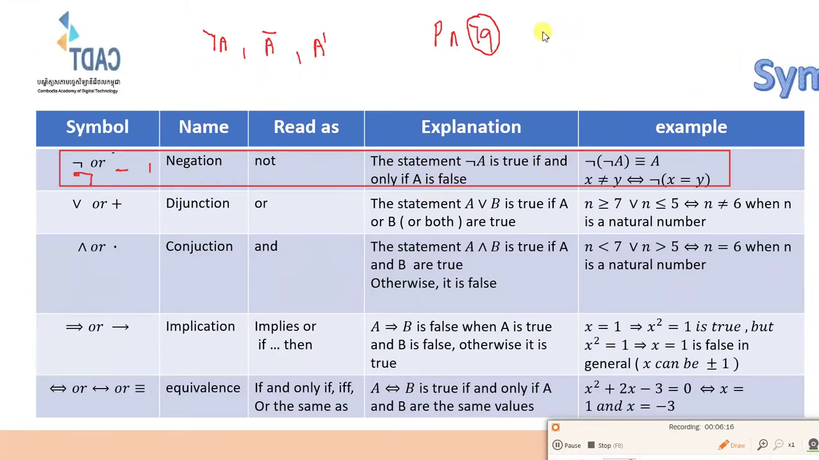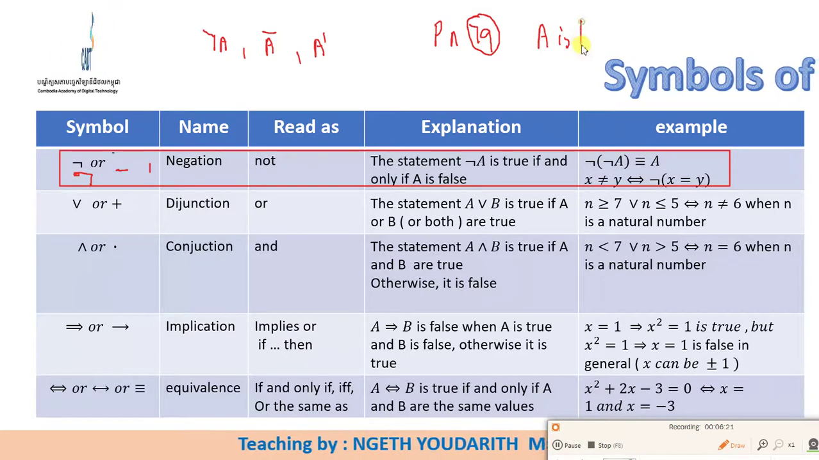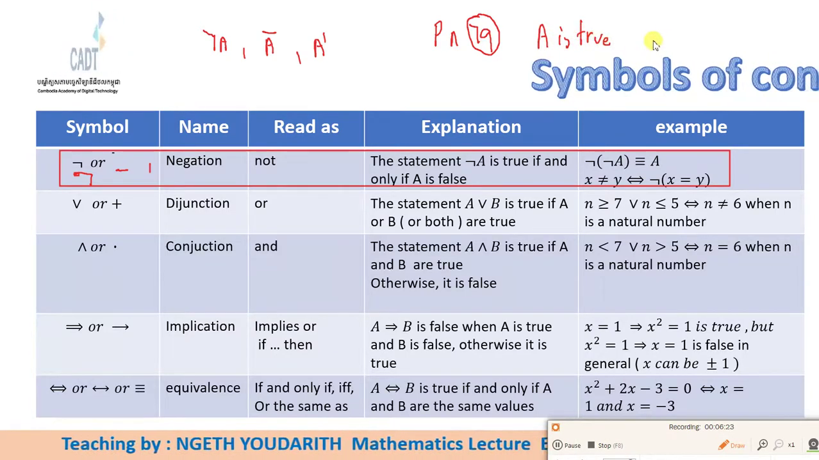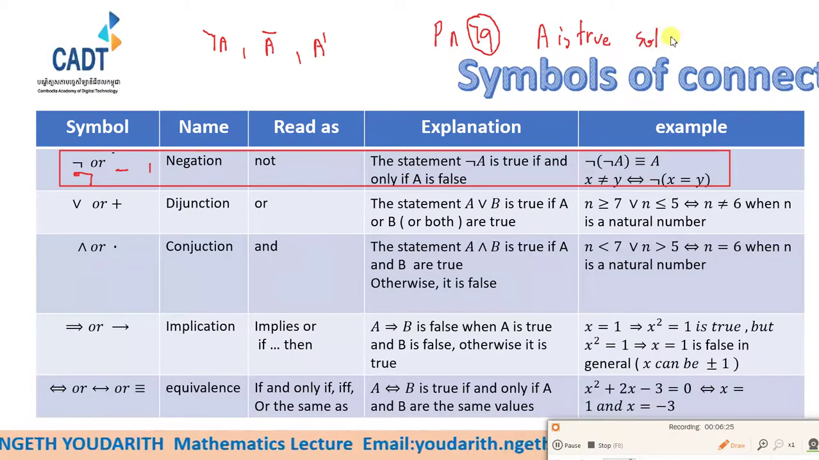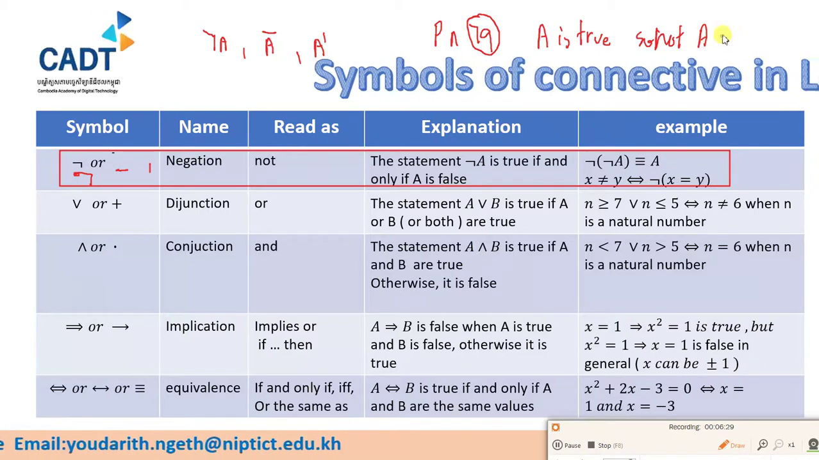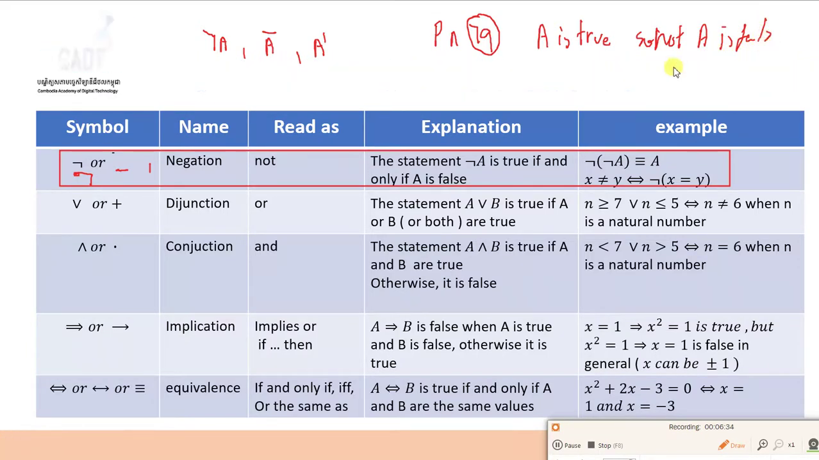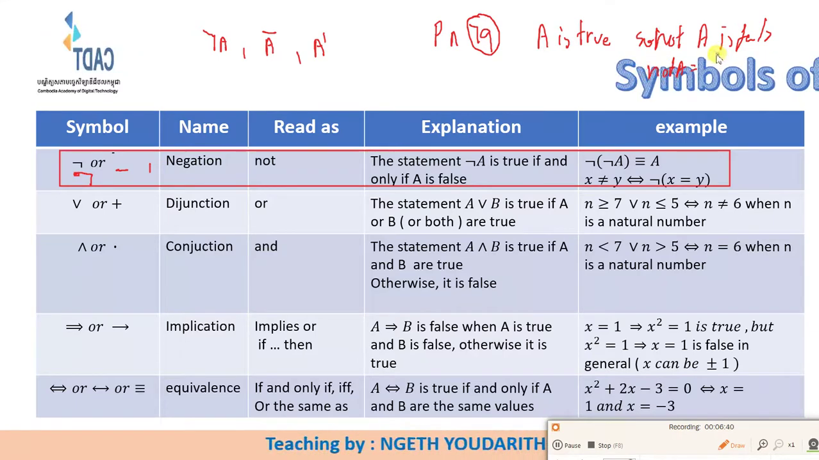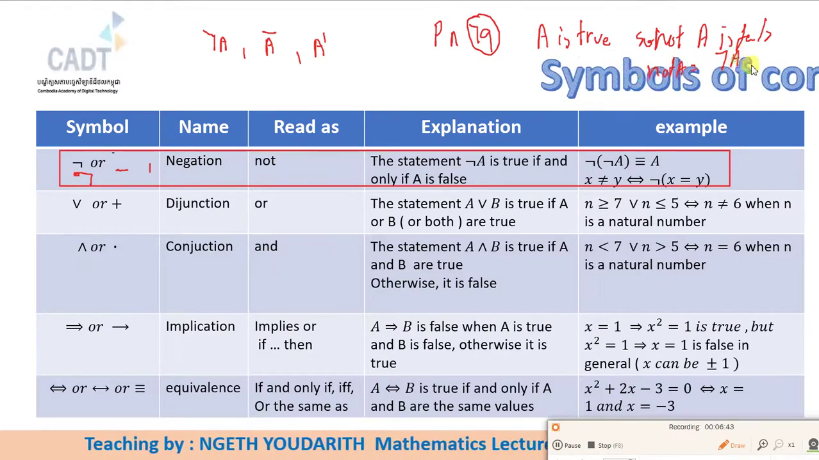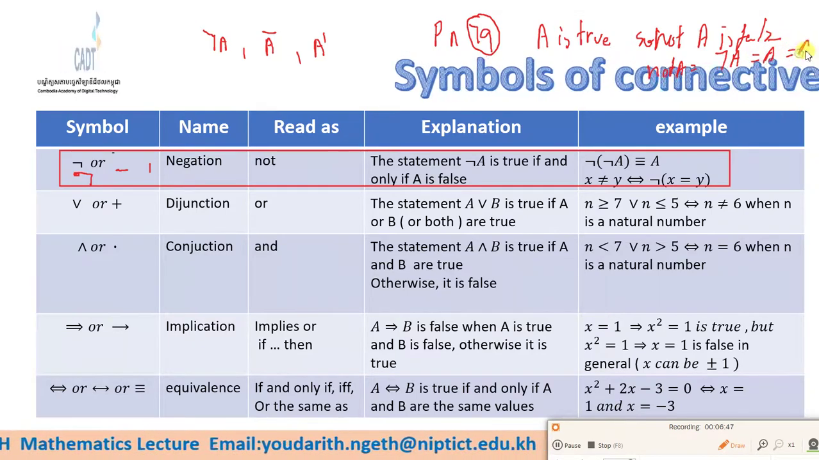So it means that if A is true, then not A is false. If A is false, then not A is true. Not A can also be written as A prime.